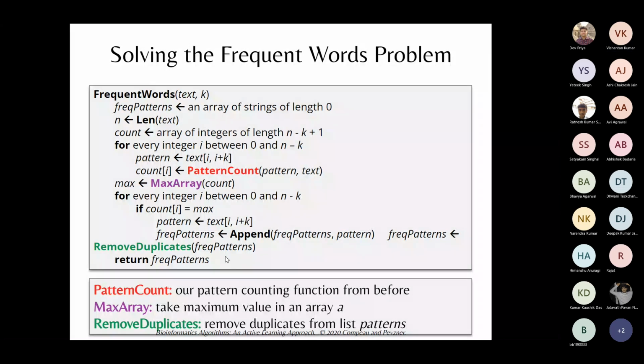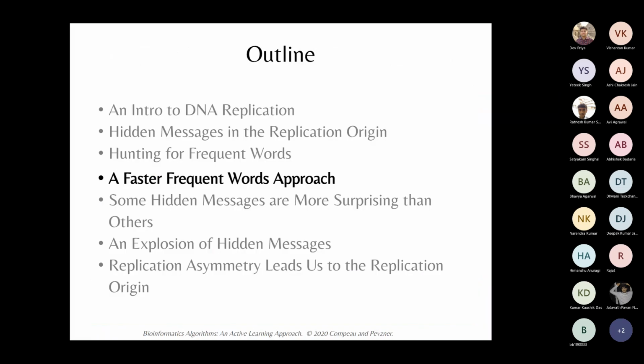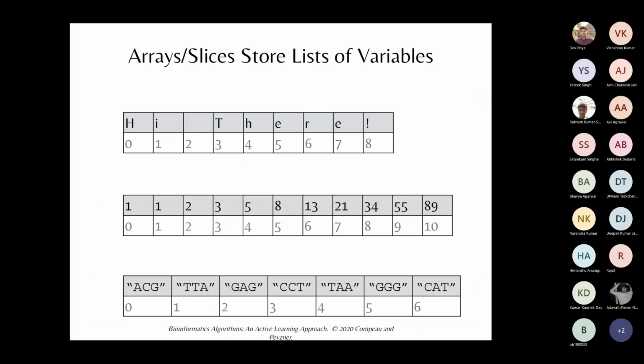And obviously, if it's clear, you can probably see how you can improve this algorithm. There are many steps that you can remove, reduce, and improve. This is very inefficient. Let's make it better. So, a faster frequent words finding approach.